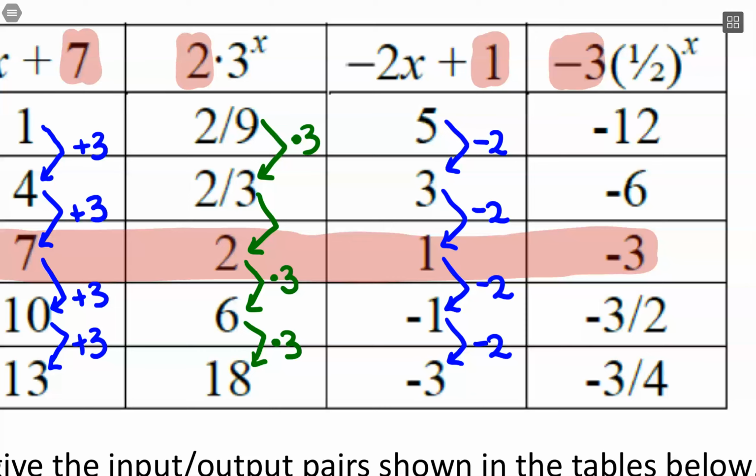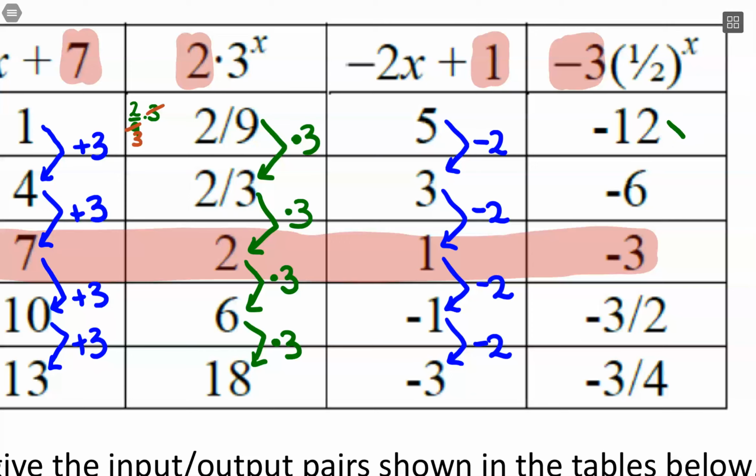Let's do a little fraction review here of 2/9 times 3. You get this cancellation happening, so you'd have 3 left over in the denominator. We'll talk a little bit more about fractions down below. And 2/3 times 3, well, the denominator 3 and the 3 would just cancel out, so we'd be left with 2. So the growth factor comes through as this number that we multiply by every single time. With linear, it's addition or subtraction. With exponential, we're going to see multiplication.